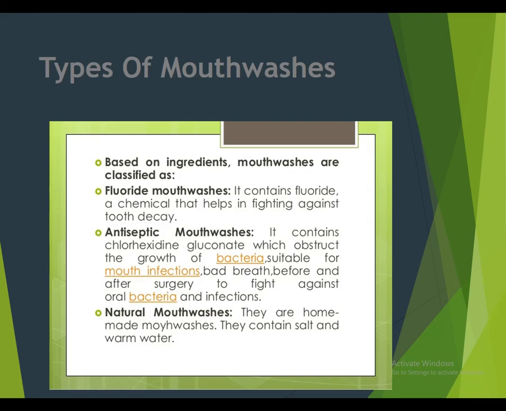Next is antiseptic mouthwashes. It contains chlorhexidine gluconate, which obstructs the growth of bacteria, suitable for infections, bad breath before and after surgery, to fight against oral bacteria and infections. Examples of antiseptic mouthwashes available in the market are Listerine Cool Mint Antiseptic Mouthwash, Enziclor Mouthwash, Clinica Mouthwash. Next is natural mouthwashes. They are homemade mouthwashes. They contain only salt and warm water.